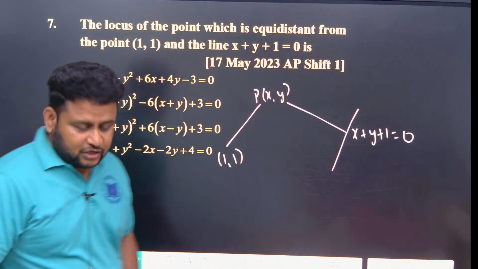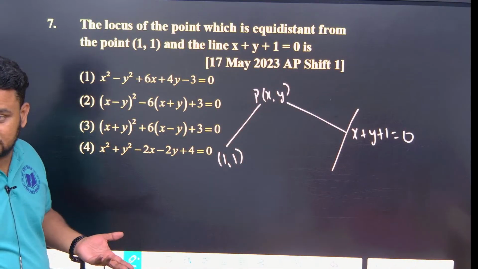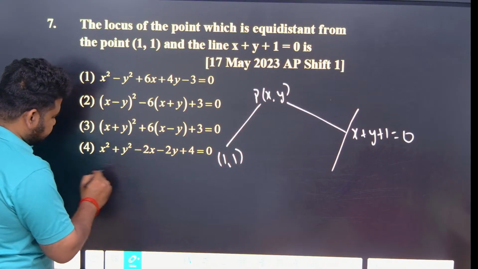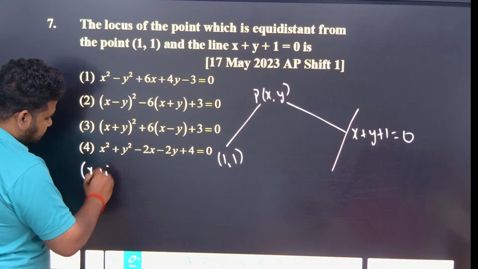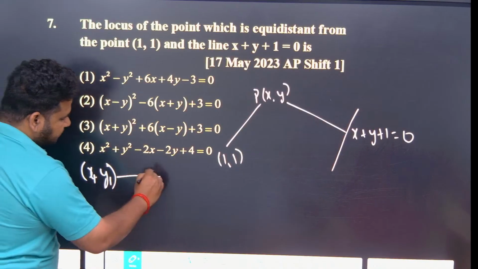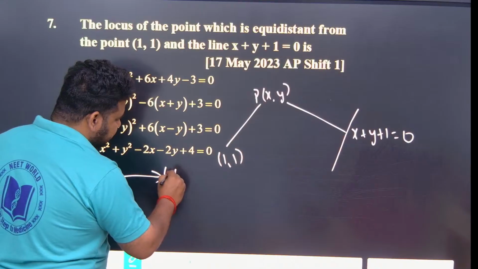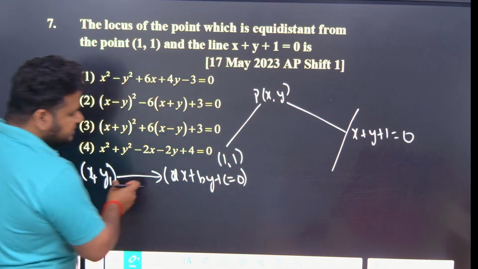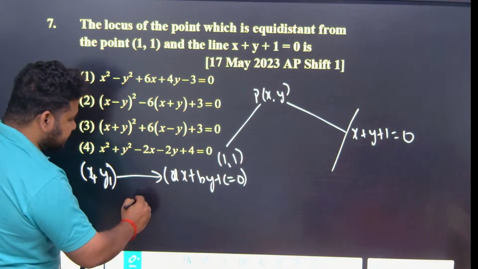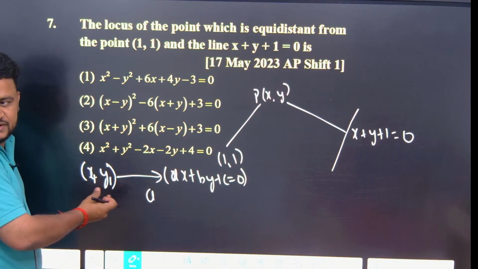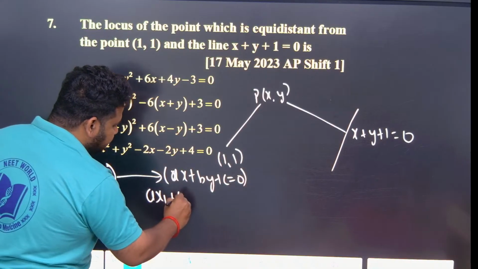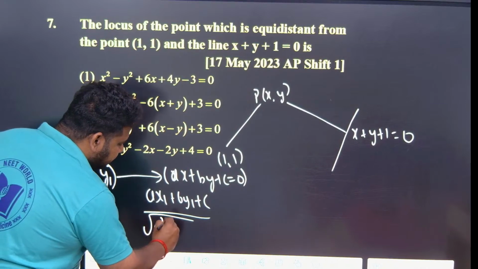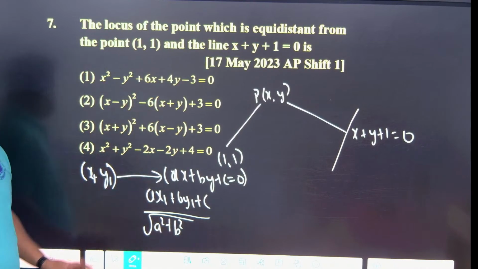Now you have to know, if there is a line ax plus by plus c is equal to 0, the distance of a point from that line. Suppose there is a point (x1, y1). If you want to find the distance from that line, you will just put the values of x1, y1: ax1 plus by1 plus c divided by square root of a square plus b square.